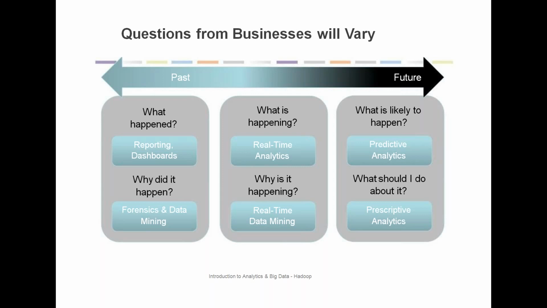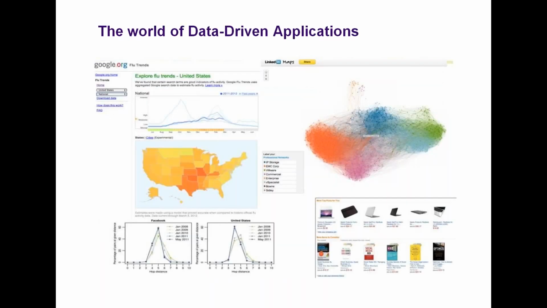Okay, questions about businesses. So we covered this. We don't want to reinvent the wheel, but it's about why it happened, what is happening. So you have real-time data mining, forensics, and predictive and prescriptive analytics. Okay, this is an example that again I showed you about the IASD example.